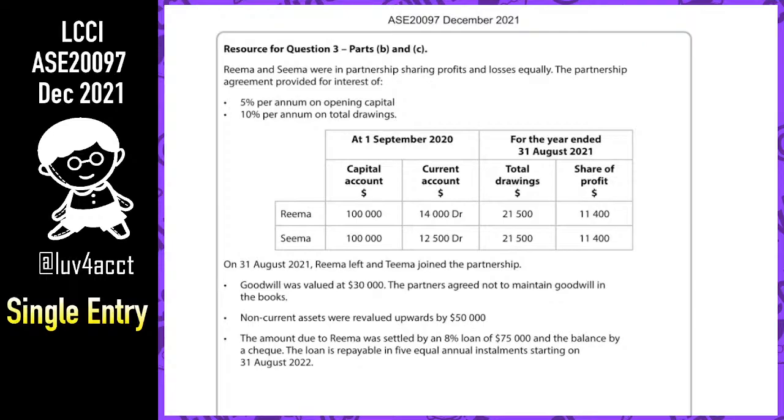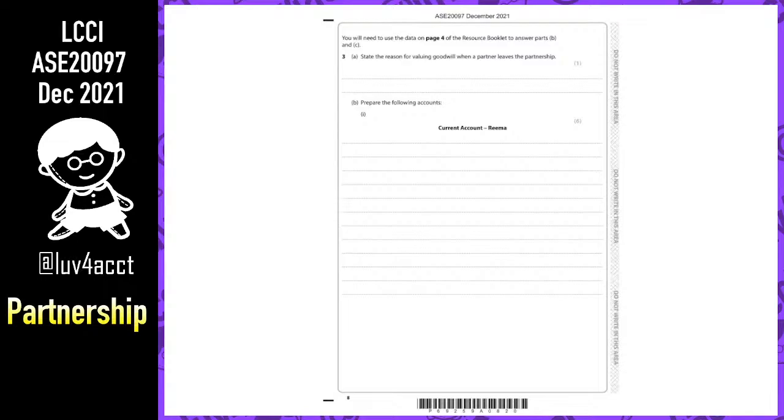So item 3, question 3. You can see from the face that we already know it is partnership. Partnership is good. Usually it is quite easy. We have 2 partners. Let us look at what we need to do first.